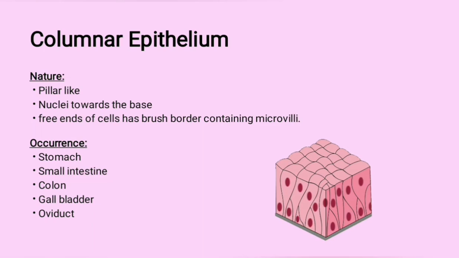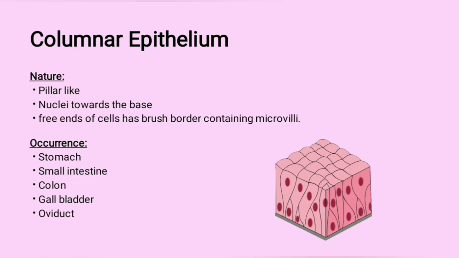Here you can see these red structures. These are the nuclei. They are present towards the portion which is broader. Some nuclei are present here and some are here, towards the base of our pillars, or you can say columns. Mostly they occur in the lining of the stomach, small intestine and colon, which forms the mucous membrane.